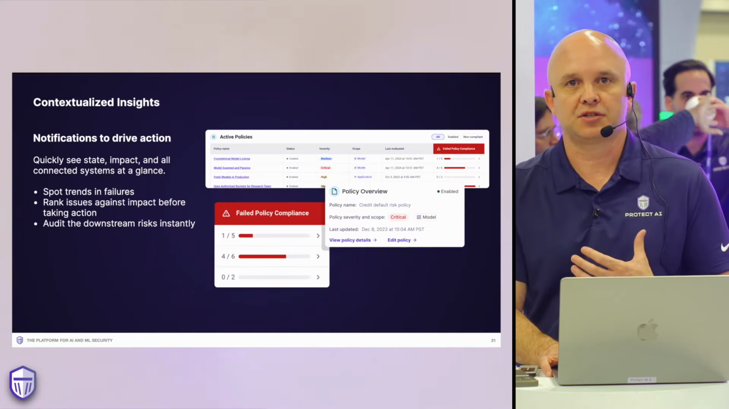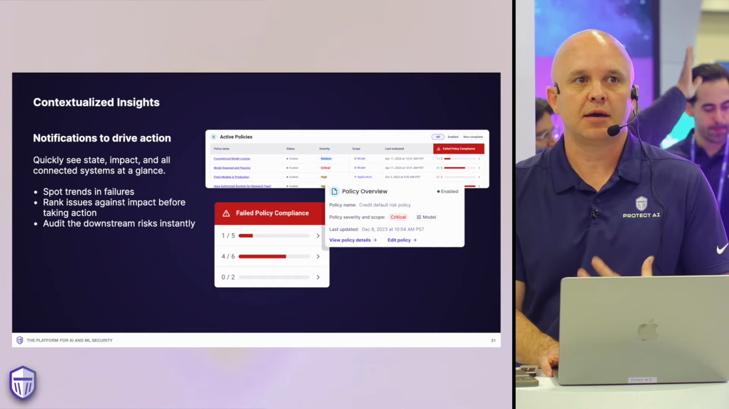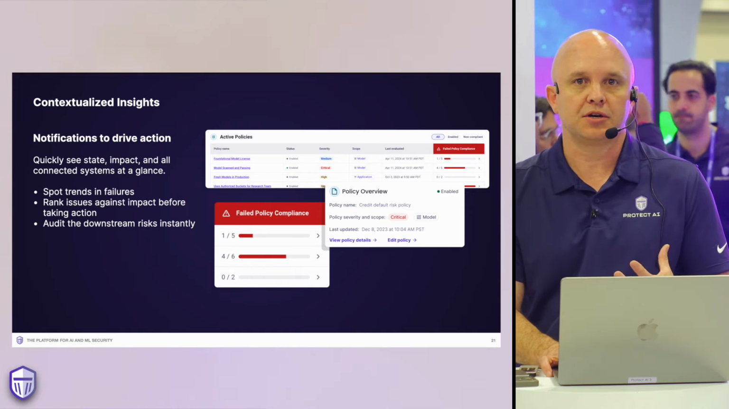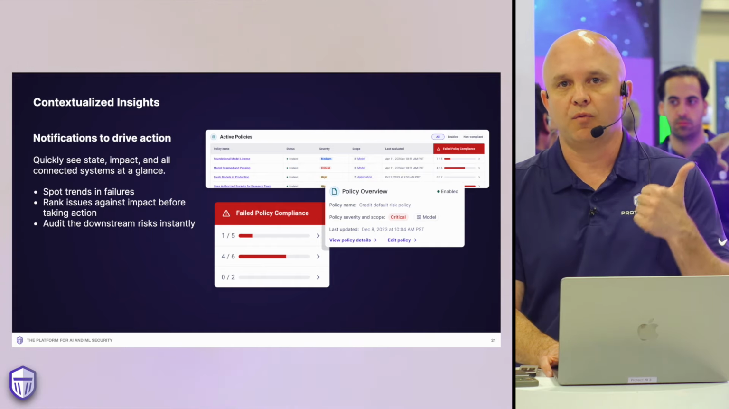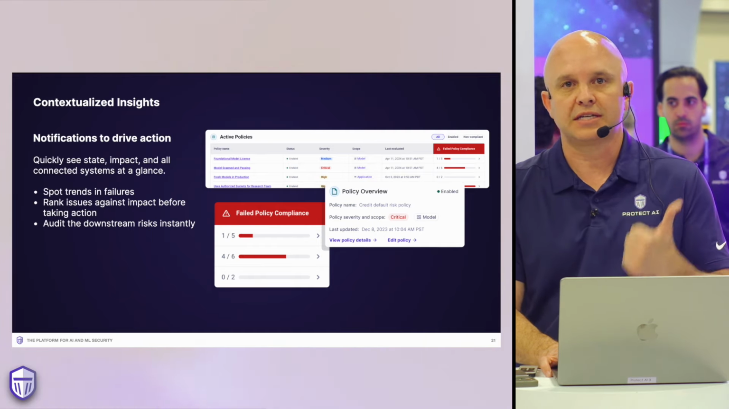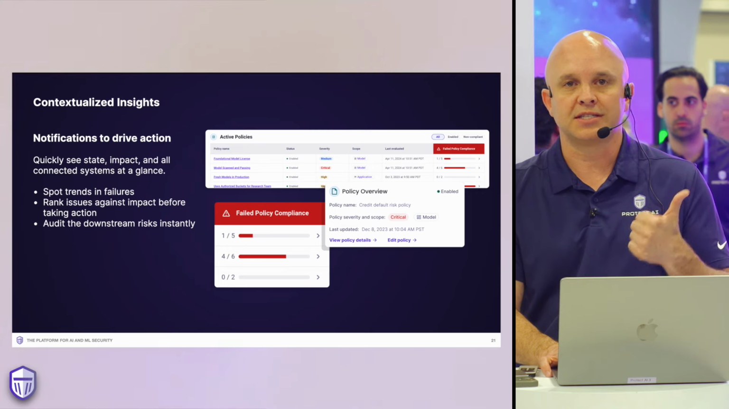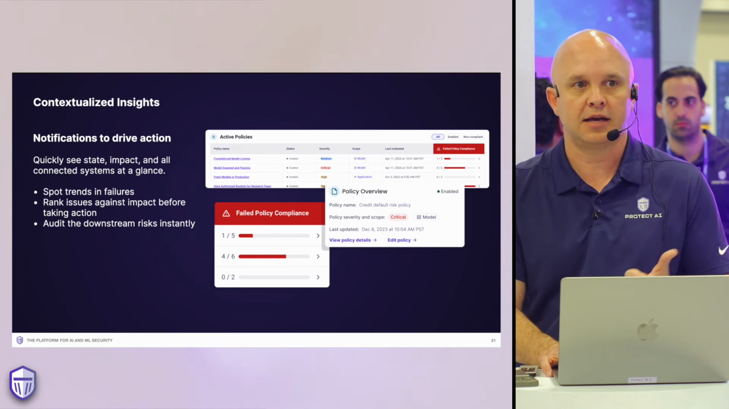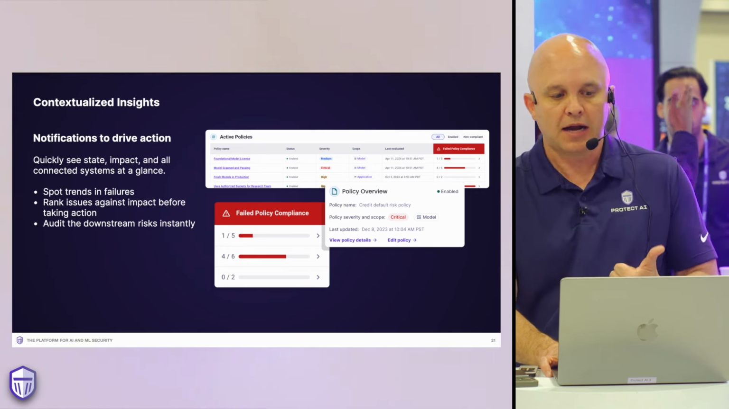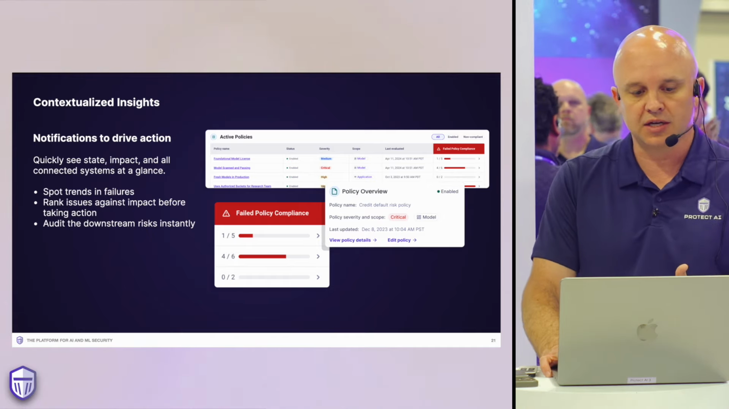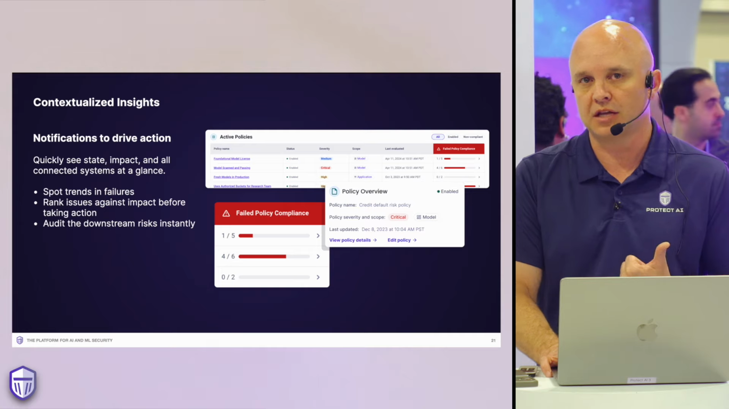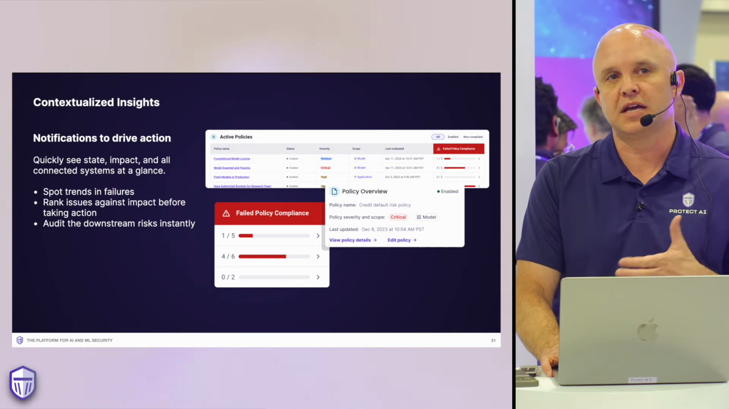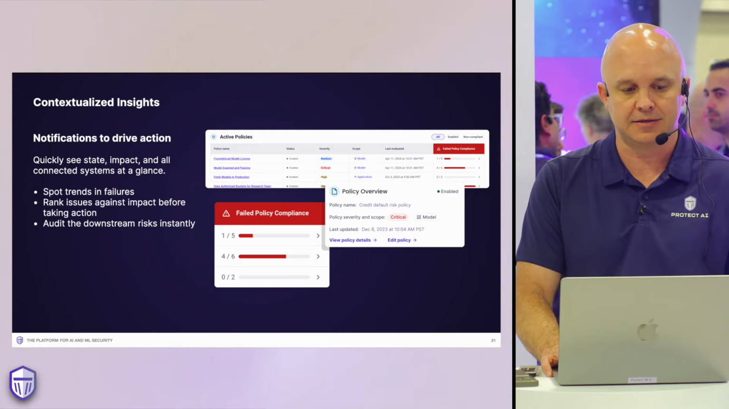And finally, contextualized insights. When you have a dynamic versioned AI bill of materials, you have the ability to understand early access of where vulnerabilities are so that you can take action to remediate them. You can stay ahead of the bad guys and ahead of the threat actors. You can spot trends and failures. You can rank issues against the impact before you take action so you understand how to manage and mitigate those risks. And you can audit those downstream risks instantaneously.